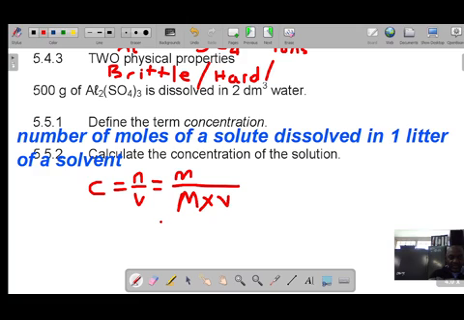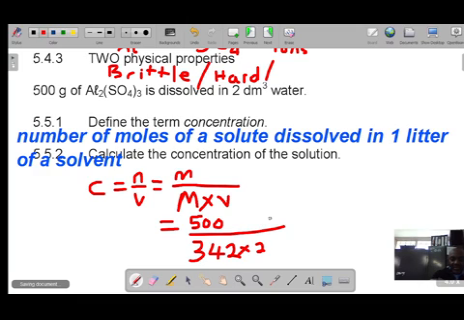So which mass do I have here? They said I have 500 grams, that is 500, divided by the molar mass, which was 342. Okay, so remember that, 342. Then multiplied by what? By the volume, which is how many? They said 2 liters or decimeters cubed. That is 2 here, times 2.